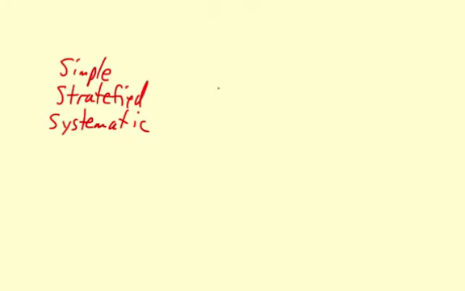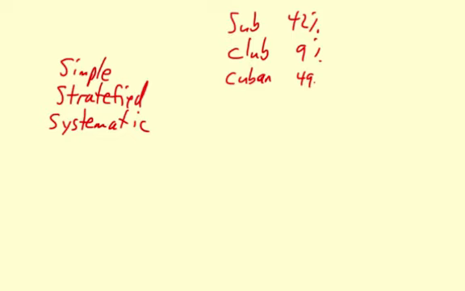Okay, so what you can do is you can use sampling to make predictions. Let's say you're surveying what people's favorite sandwiches are. Let's say you're going with a sub sandwich and a club sandwich. And let's say you're going to go with a Cuban sandwich. So the sub sandwich is preferred by 42% of the people, club sandwich by 9% of the people, and the Cuban sandwich by 49% of the people. Okay, now let's say your population that you were surveying was 5,000 people.